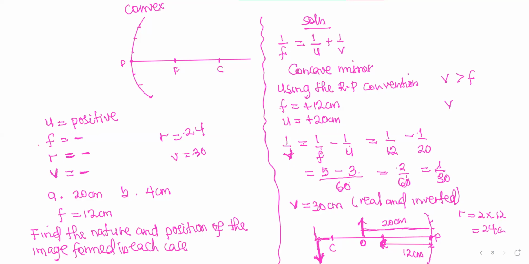That's the whole idea. Okay, class, I want you to try the B question where object distance is 4 centimeters. So do it, calculate the image distance and then determine the nature of the image. About 2 minutes must be enough for this.